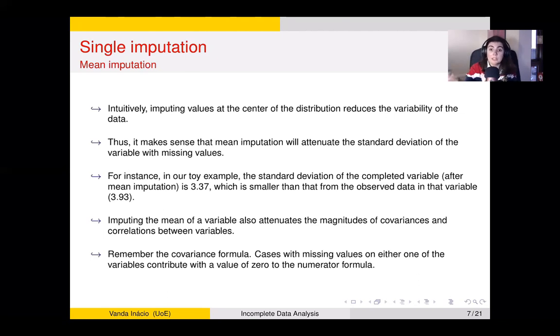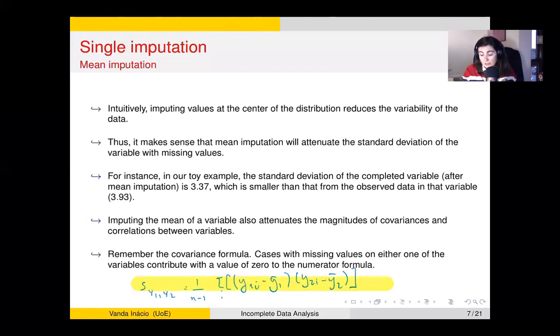And the mean imputation attenuates not only the standard deviation, but also the magnitudes of covariances and correlations between variables, right? If we think about the covariance formula, we computed some sample covariances in the last video. For instance, if I'm computing the covariance between the depression and the pain scores, call it Y1 and Y2, I know that the sample covariance between Y1 and Y2 is 1 over n minus 1 times a sum. This is the sample covariance expression, right?